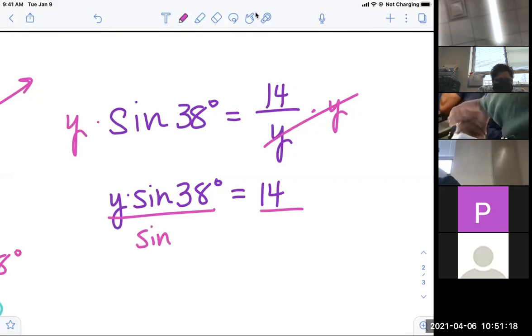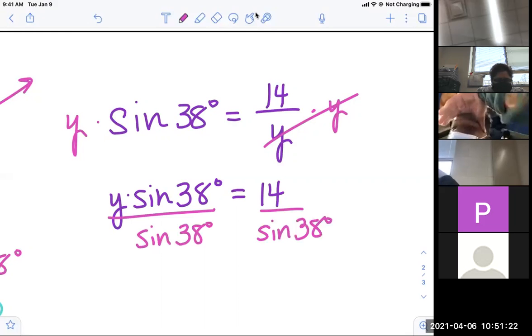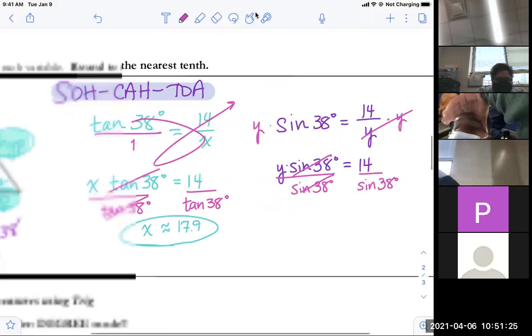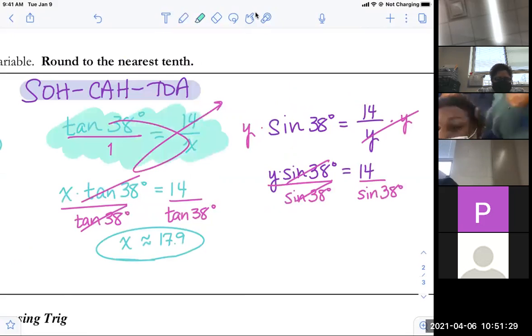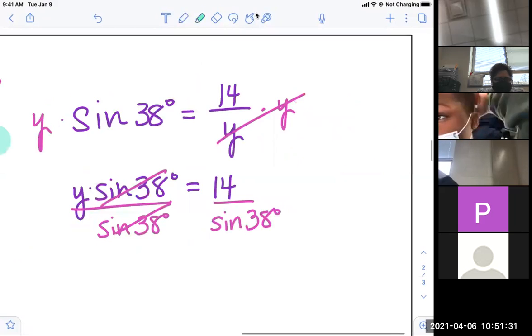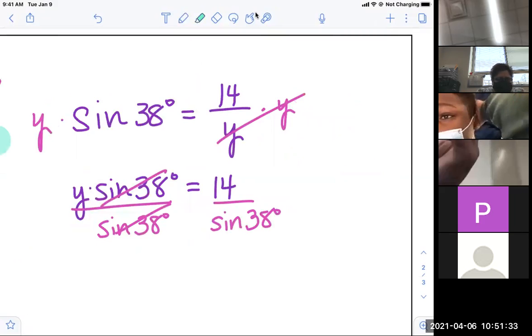So that's two different ways that you can do the solving when the variable is in the denominator. If you like this proportion way, then do that. Put it over 1 and cross multiply. If you would rather just think it's a variable on the bottom and want to get it out of the denominator, multiply and then divide. That's kind of your second option here.